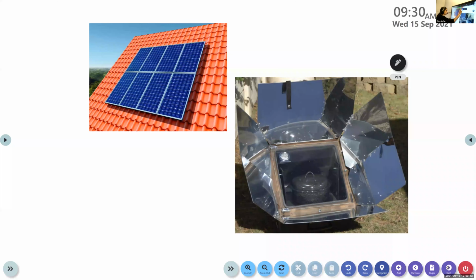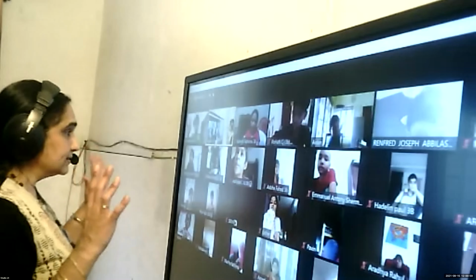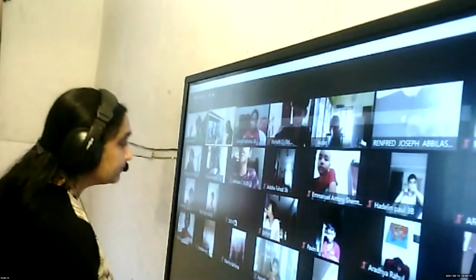What is the benefit of the solar panels than the other sources of light? Can you tell me? Ma'am, I have this. Okay, it is there at your home, Aiden. Very good. So, see that panels, that panels that contain batteries.